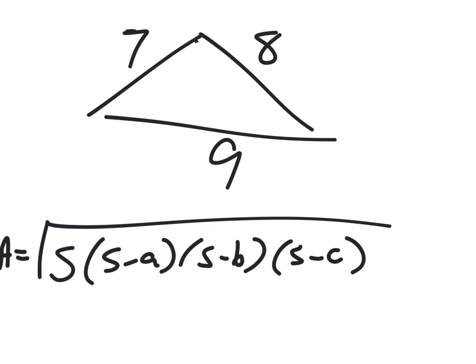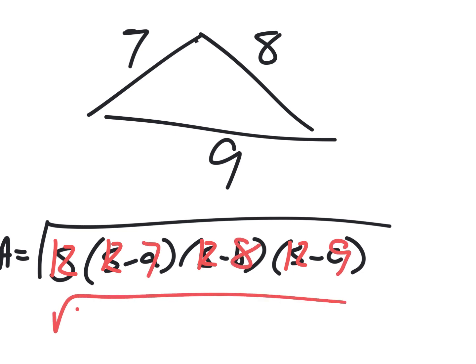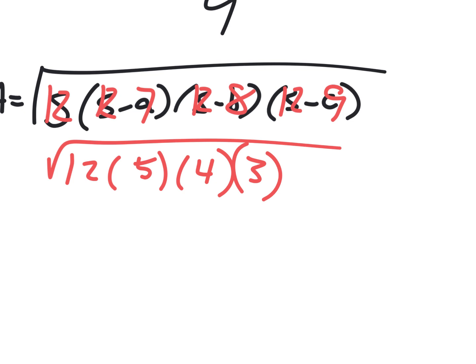Okay, I am sensing a lot of you are already done. It adds up to 24. Half of that is 12. So 12, 12, 12, and 12. Please stop me if I'm wrong. Am I right so far? Okay, good. Then I'm going to subtract 7 and 8 and 9. So then this is square root of 12, 12 minus 7 is 5, 4, and 3. And 5 times 4 is 20, times 3 is 60, times 12.